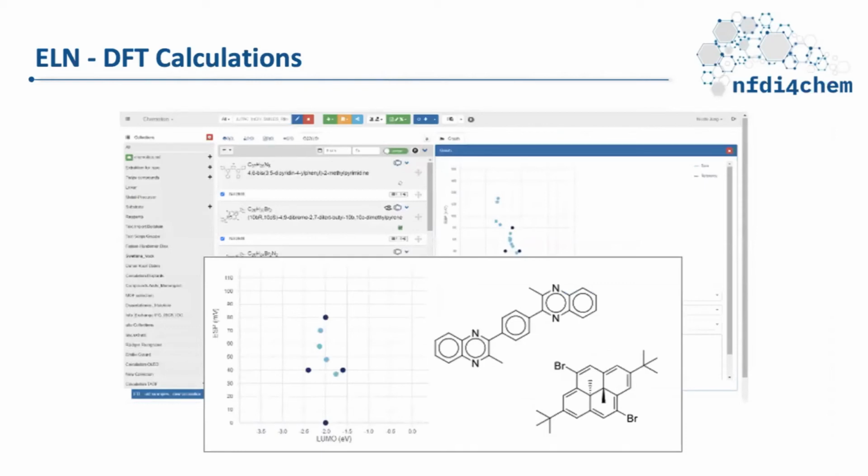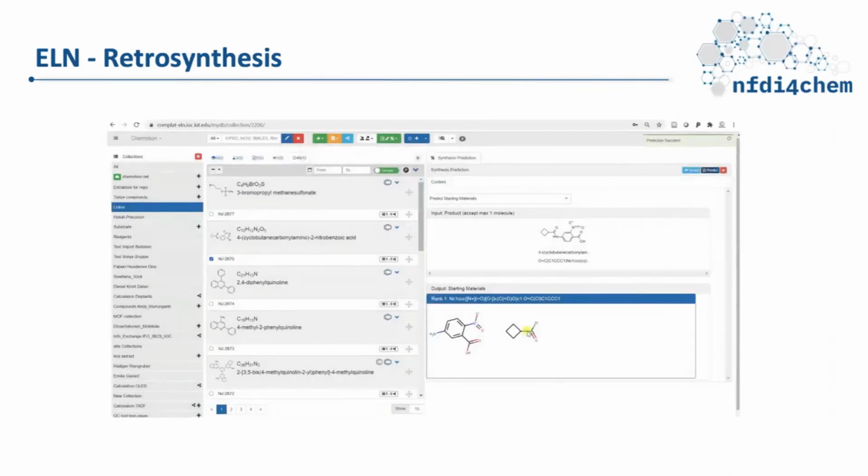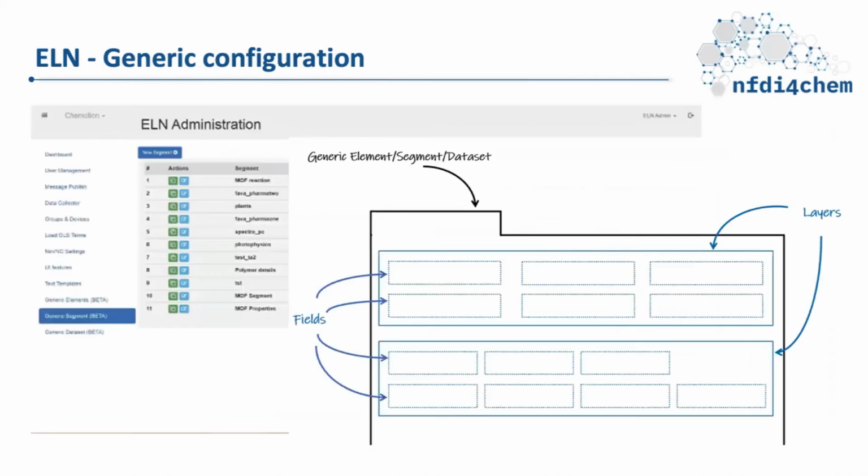Chemotion is quite modular and robust, so any third-party developers can develop additional tools in order to assist researchers along the way. Here is an example of DFT calculations, which is a plugin onto the default Chemotion infrastructure. Here is another example where you can perform retrosynthesis, where the starting materials can be directly predicted by keying in the end product.